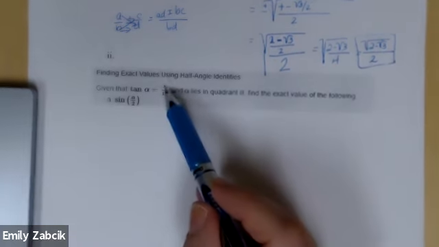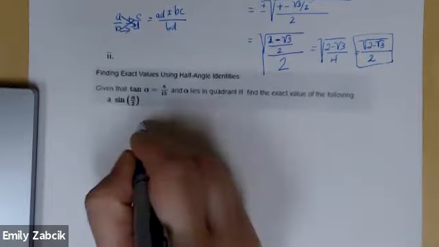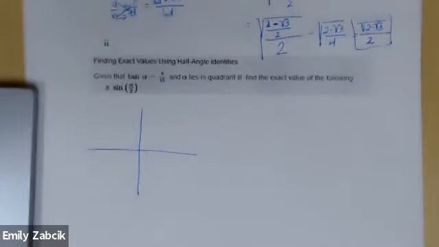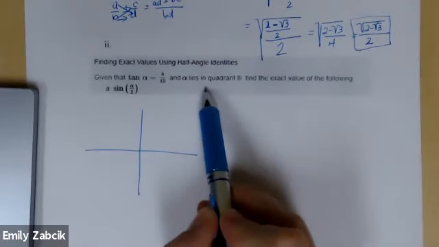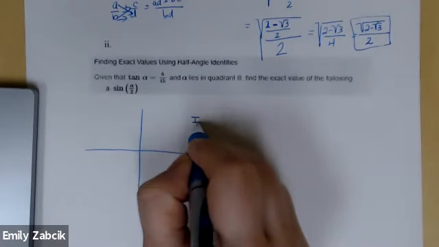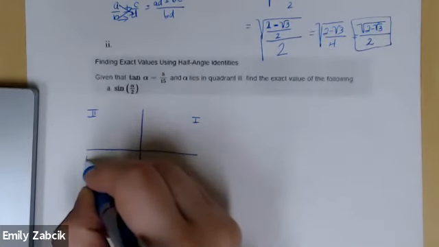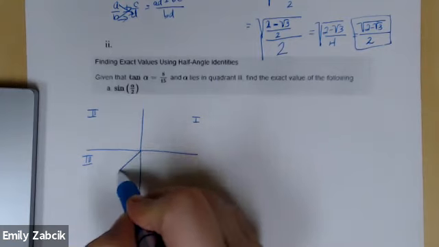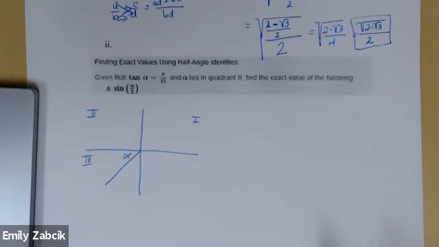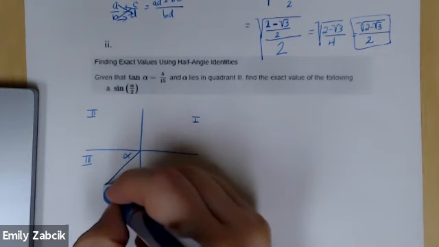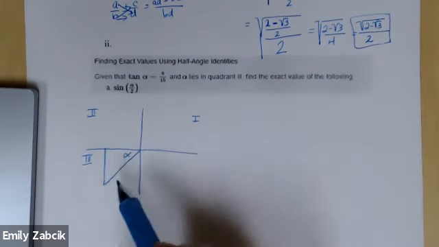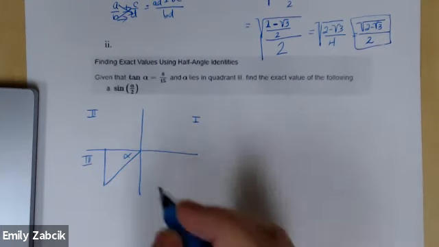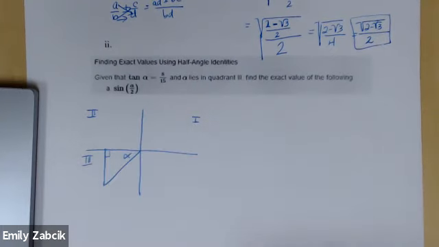Given that tangent of alpha is equal to 8 over 15, I want to draw it out. So I'm going to draw, this is just a coordinate plane. It says that alpha lies in quadrant 3. So here's quadrant 1, 2, and 3. So that means it's going to lie somewhere in here. So here's my alpha. If I create my triangle, I just go to the closest x-axis. You don't go to the y-axis, you go to the closest x-axis and create your right triangle.